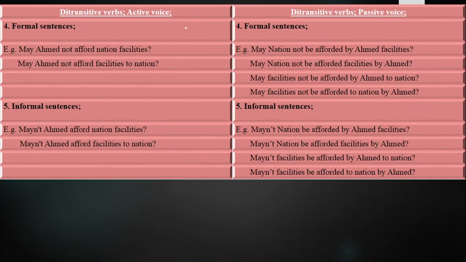Next we have got the formal sentences. Those sentences in which we ask question, deny the statement and we ask them in a formal and polite way are called the formal sentences. May Ahmad not afford nation facilities? May Ahmad not afford facilities to nation?